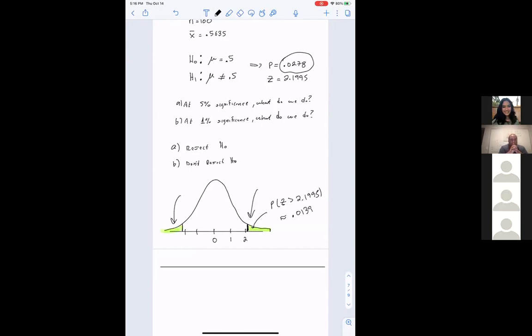Just real quickly, do you mind explaining why at 5% significance we reject the null hypothesis? Because your p-value is smaller than the level of significance. Your p-value here is 0.0278, right? Your significance level is 5%, which is 0.05. 0.0278 is less than 0.05. So when it's less than, we reject it. Yes, when your p-value is smaller than the level of significance, we reject the null hypothesis. If it is not smaller than the level of significance, then we do not reject the null hypothesis.